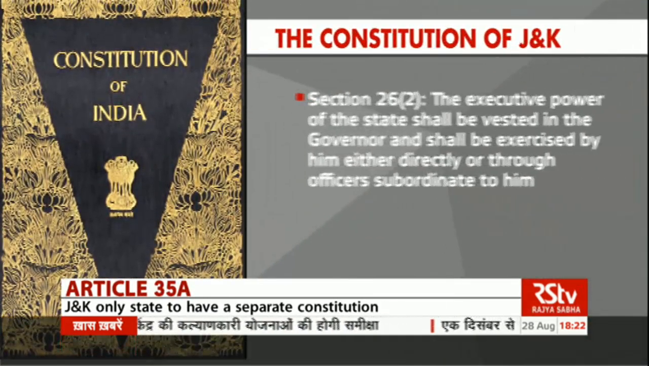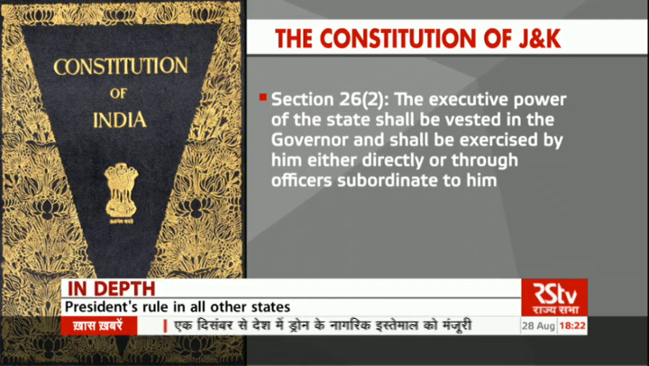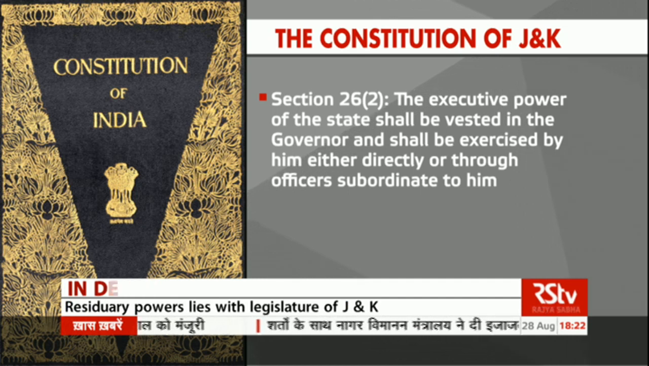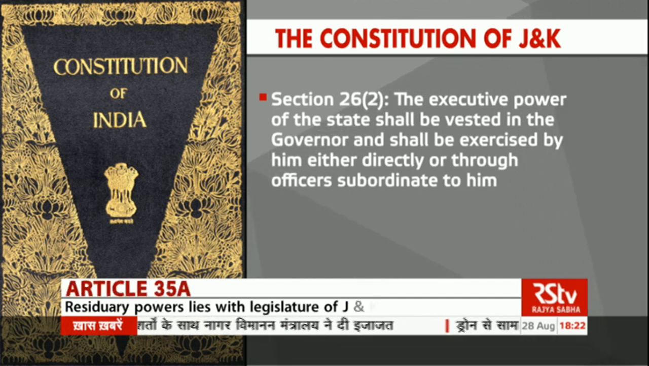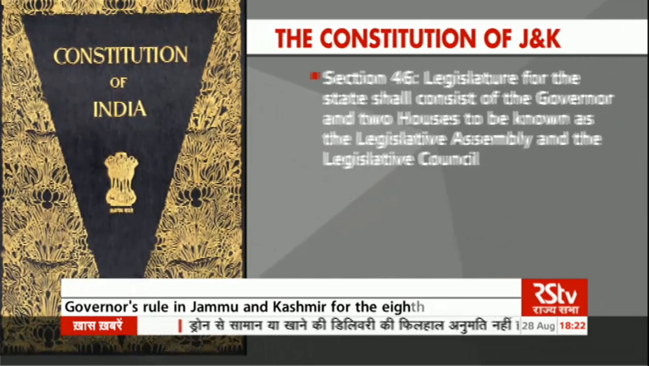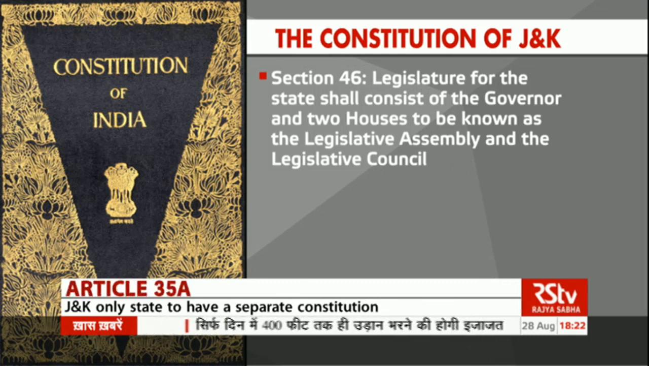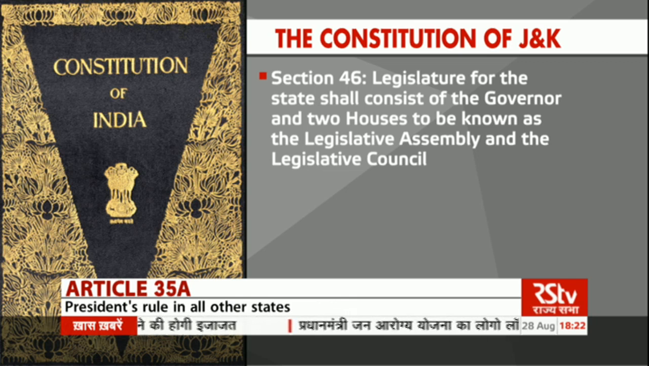Clause 2 of Section 26 of the Jammu and Kashmir Constitution states that the executive power of the state shall be vested in the governor and shall be exercised by him either directly or through officers subordinate to him in accordance with the Constitution. Section 46 of the Constitution of Jammu and Kashmir provides that the legislature for the state shall consist of the governor and 2 houses to be known as the Legislative Assembly and the Legislative Council.